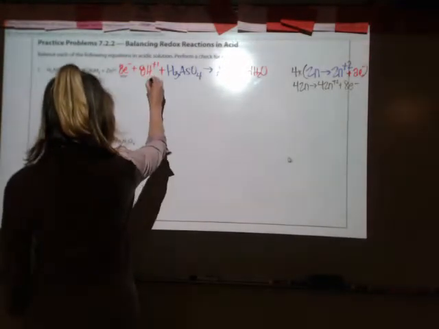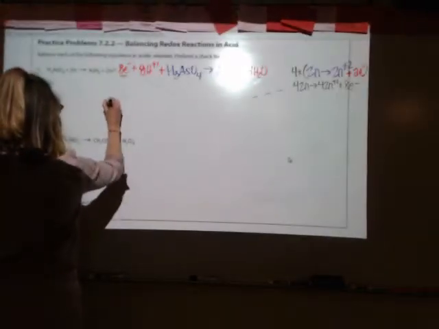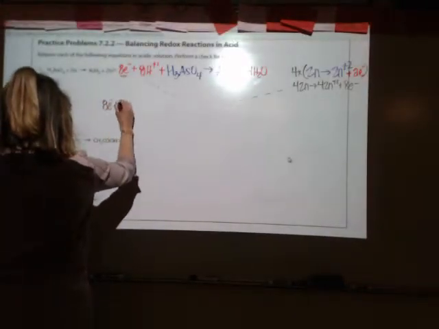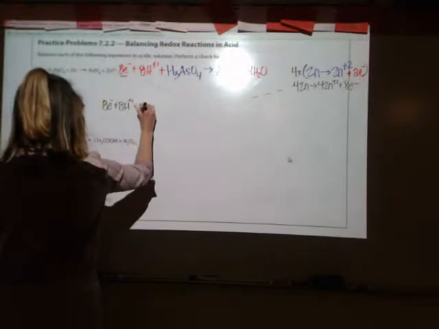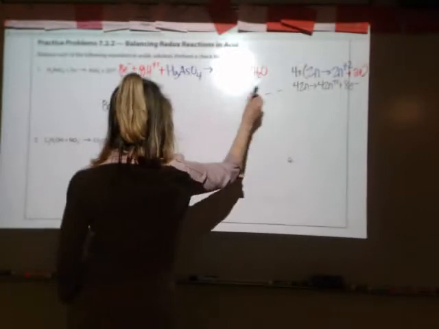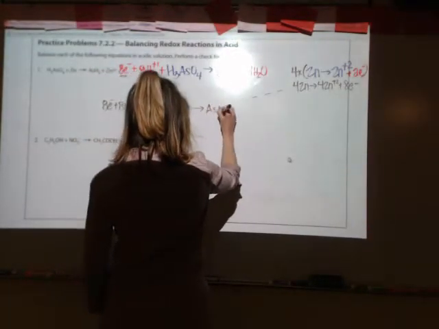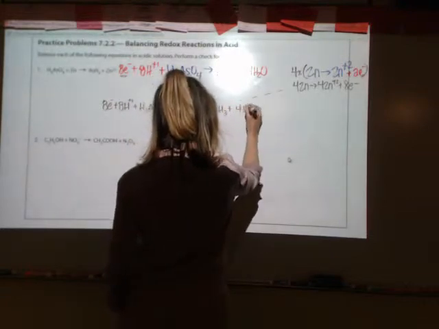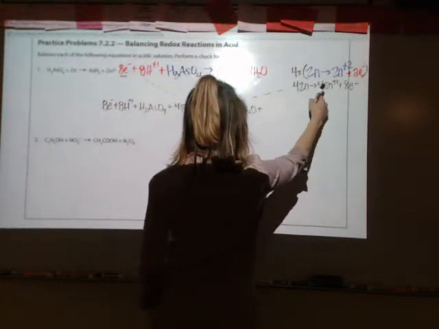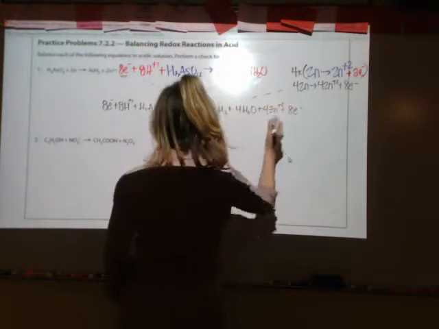Now you're going to bring this together. You're going to have 8 electrons, 8 hydrogens, H3AsO4, and then you're going to put your 4 zinc here. I have AsH3, 4 water. I have 4 zinc ions and 8 electrons. So all of the reactants went together and all of the products went together.